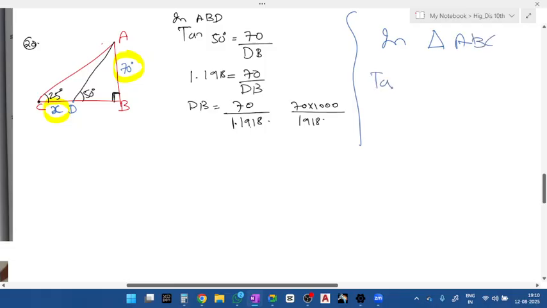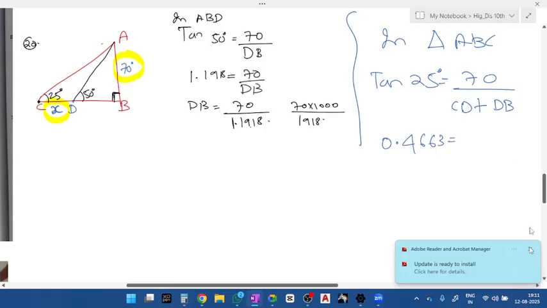ABC. Tan 25 is equal to 70 divided by CD plus dB. In the dB value, substitute. What is tan 25? Look at the table. It's correct, 0.4663. Okay, 70 divided by CD is what we need to find. You can take it as X or just keep CD. That is fine.